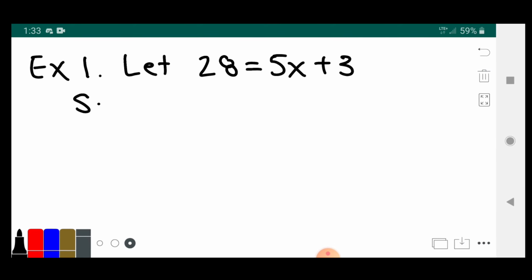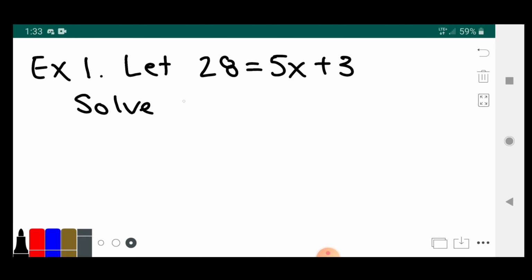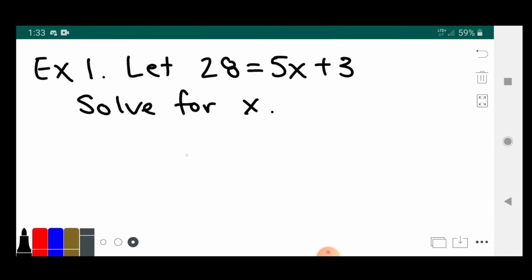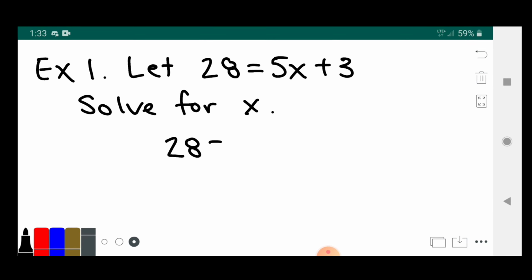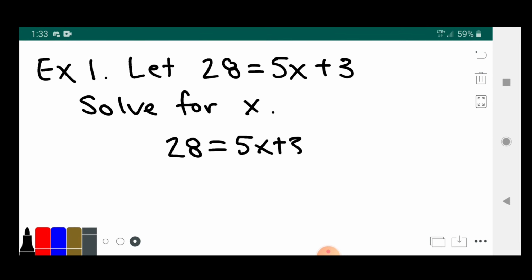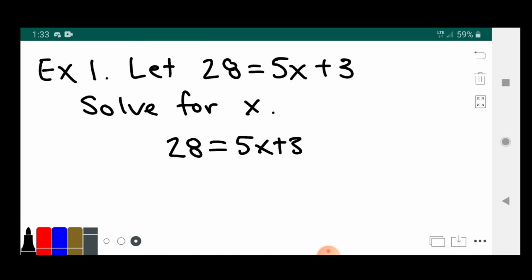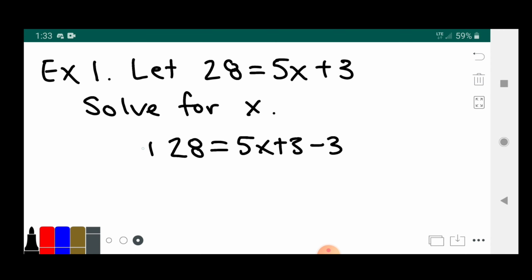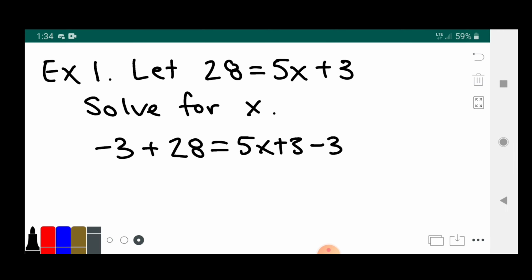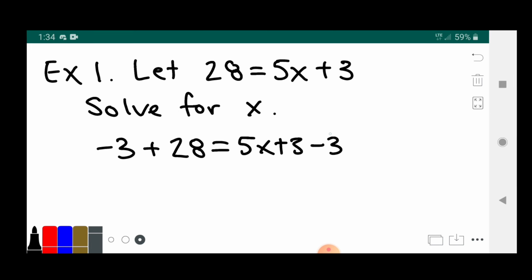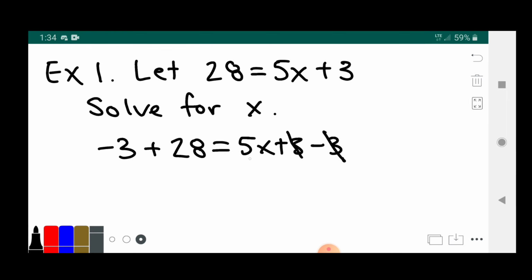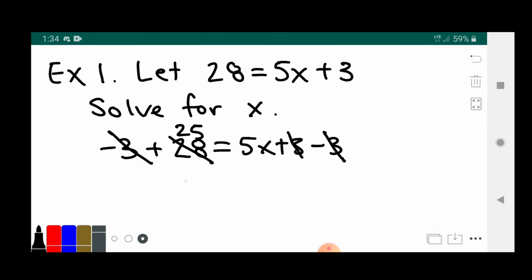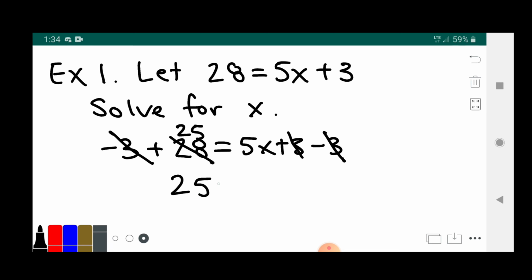We'll write our equation out. 28 equals 5x plus 3. We're going to use reverse order of operations and subtract 3 from both sides as a first step. On the right-hand side of the equation, subtracting 3 will cancel out our 3's and we'll be left with 5x. On the left side of our equation, 28 minus 3 is equal to 25. We now have 25 equals 5x.